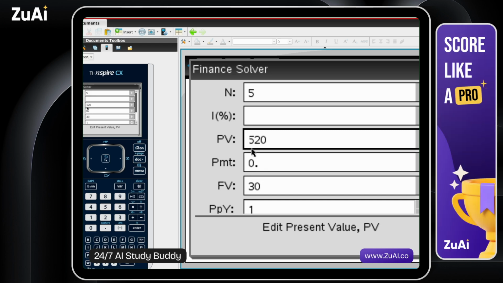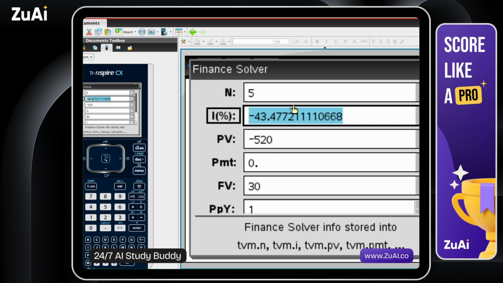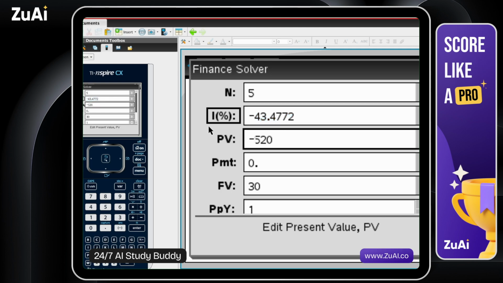But if we change this sign to negative 520, then it will give us our depreciation rate, or the change in the value of the phone every single year, which is 43.5% once again. So whenever you get that no sign change, often it's due to this present value and final value being the same sign. Okay. Let's go back to the document and continue on.